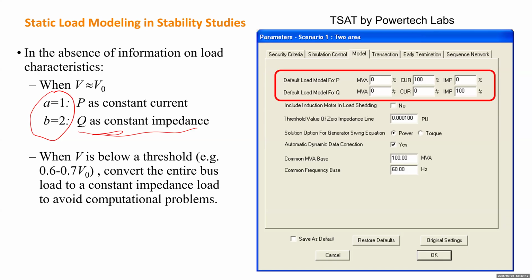So usually such software will suggest if voltage is below a certain threshold, like 60 or 70% of nominal voltage, you need to convert the entire bus into a constant impedance load. That is due to a couple of reasons. First, it may be similar to how this load really behaves. Second, it can avoid some computational problems, because if you keep a constant current or constant power load, the software, the simulation may become divergent more easily. So those are the best practices.